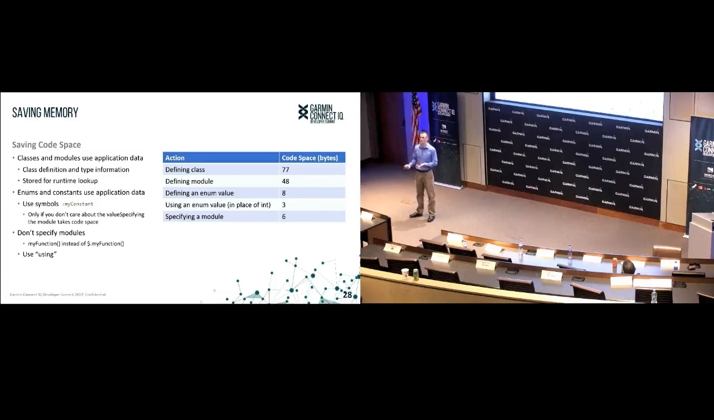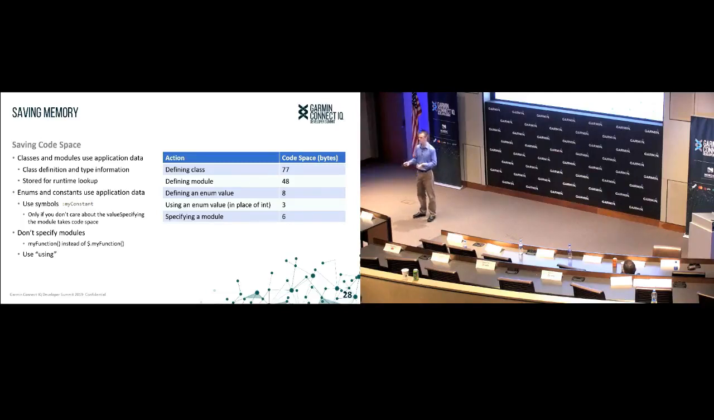If you simply define an enum value, without using it anywhere, that'll cost 8 bytes, and then every time you use it, that'll cost 3 bytes. It might seem like a little bit, but it can add up over the course of your whole program, especially something like a widget that might be run upwards of 65K. If you use these, say, 100 times, it can definitely add up.